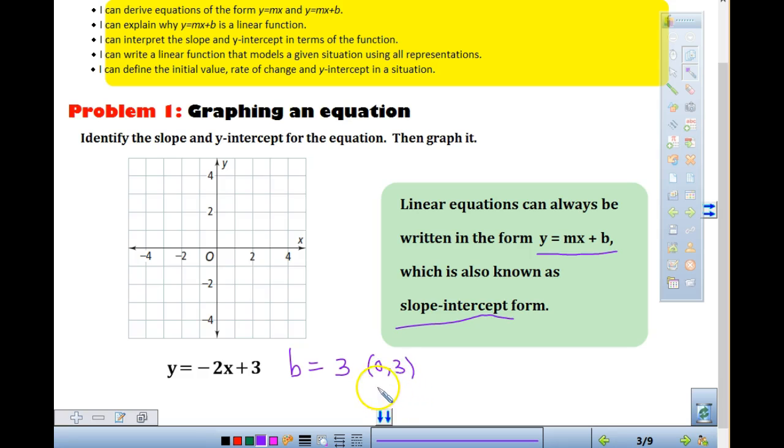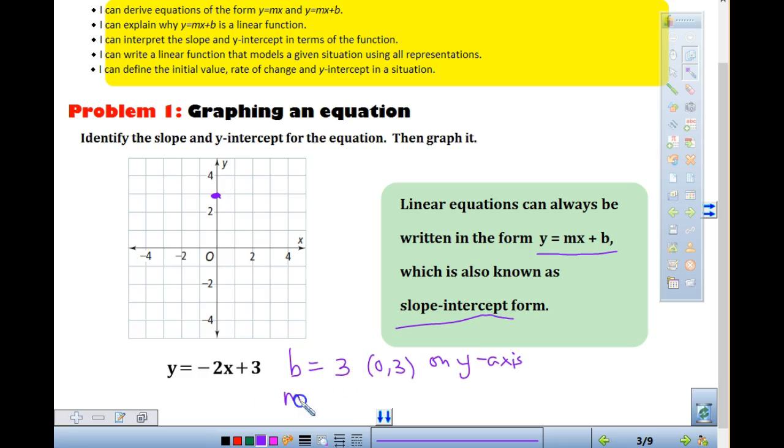Here's a mistake that I had some people do on every one of their graphs. They said, oh, 0, 3, that's over here. This isn't 0, 3. 0 means don't go left and right, go up 3. So please go up 3. This is always on the y-axis, okay?